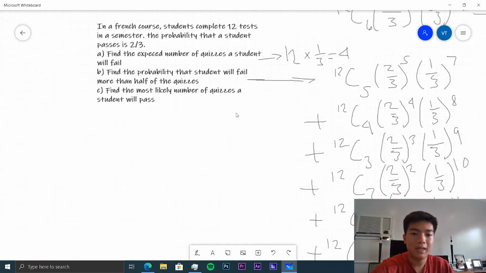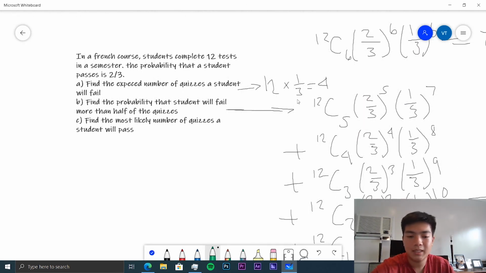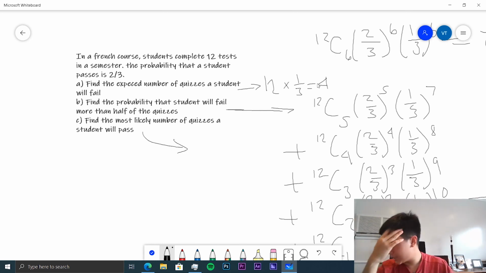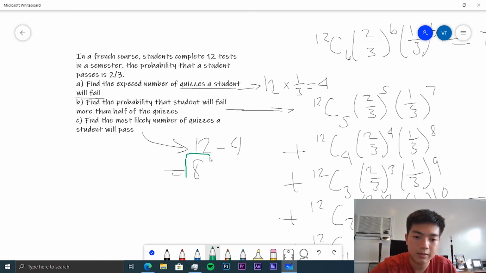Finally, find the most likely number of quizzes a student will pass. Well, if this was a decimal, we would have to maybe find the true mode. But since the expectation of the number of quizzes a student will fail is an integer, we can simply subtract 12 minus 4 to give us 8. So that's the answer. We expect them to pass 8 quizzes.